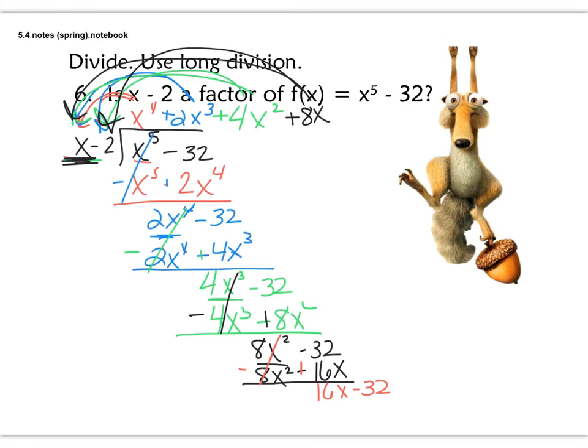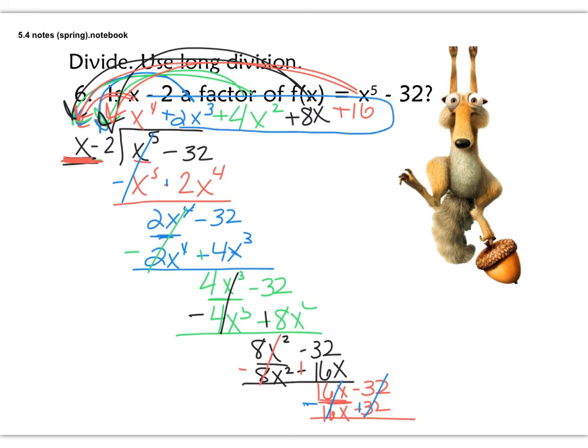This problem is almost done, I promise. All right, what do you multiply x by to get 16x? You multiply by 16. 16 times x is 16x. 16 times negative 2 is negative 32. And we change our signs. That cancels and that cancels. So there is no remainder.